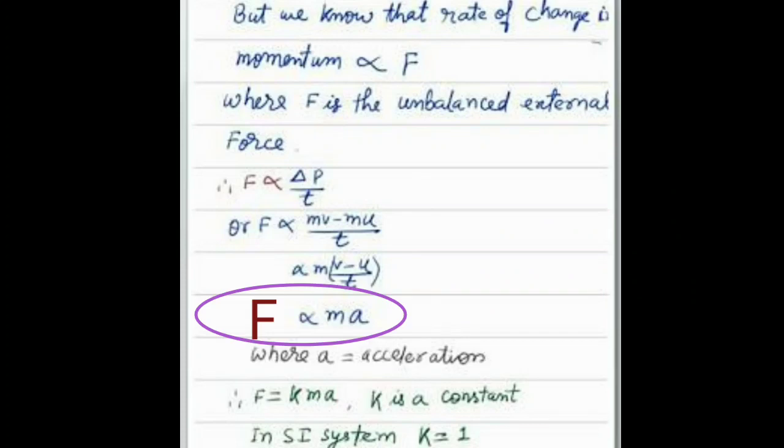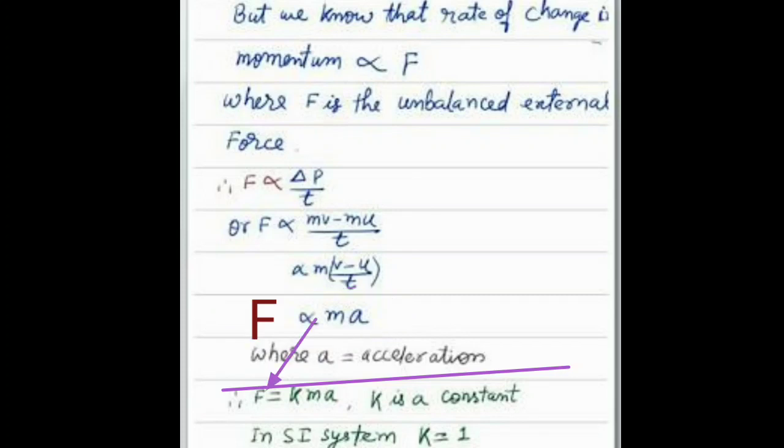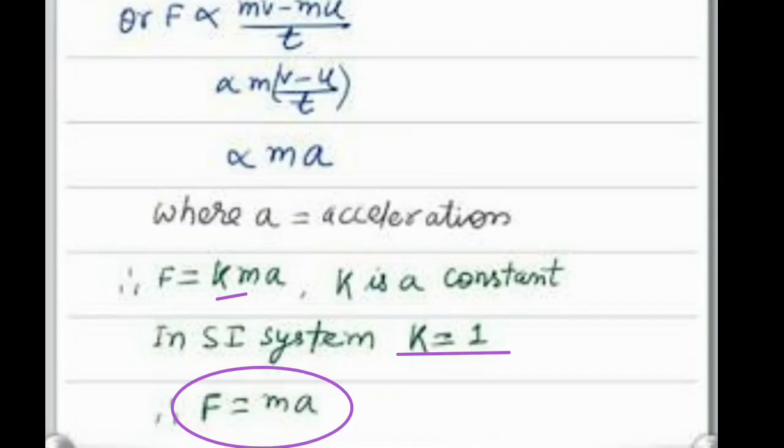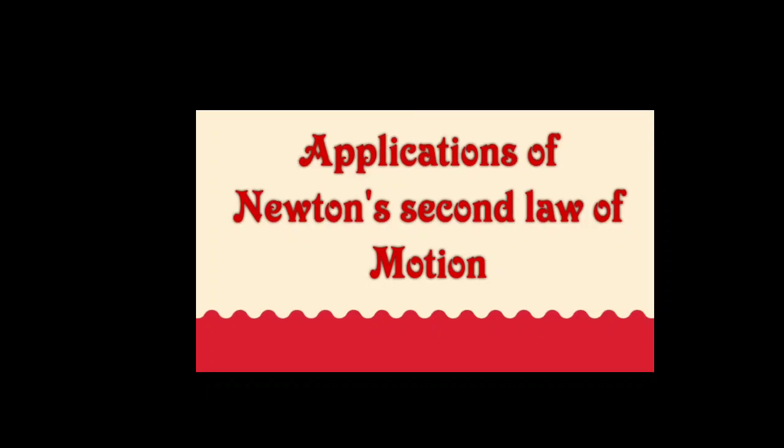So students, F is directly proportional to ma, where a is acceleration. This directly proportional sign will be replaced by an equals sign by multiplying a constant k, where k is a constant and its value in the SI system is equal to 1. If k is equal to 1, then F is equal to ma. We can say force is equal to mass into acceleration.